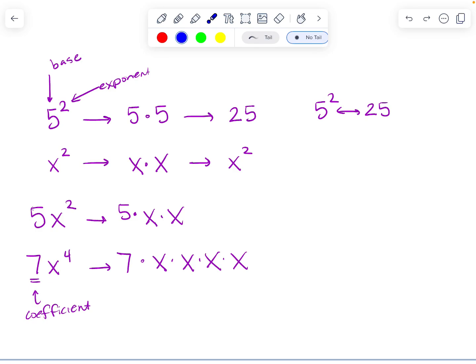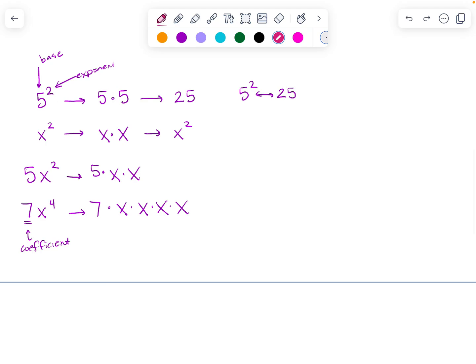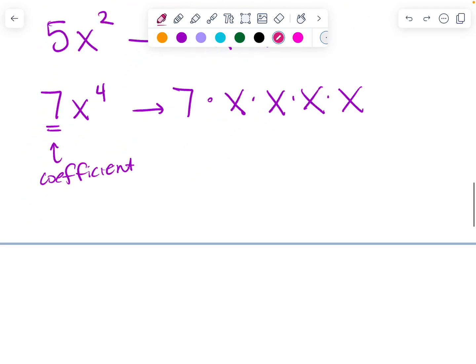Okay, hopefully that makes sense, because I'm going to make it a little weirder. So what happens if I change that problem a little bit more? What happens if I get something that looks like this? So now you have to ask yourself, what's the exponent and what's the base?